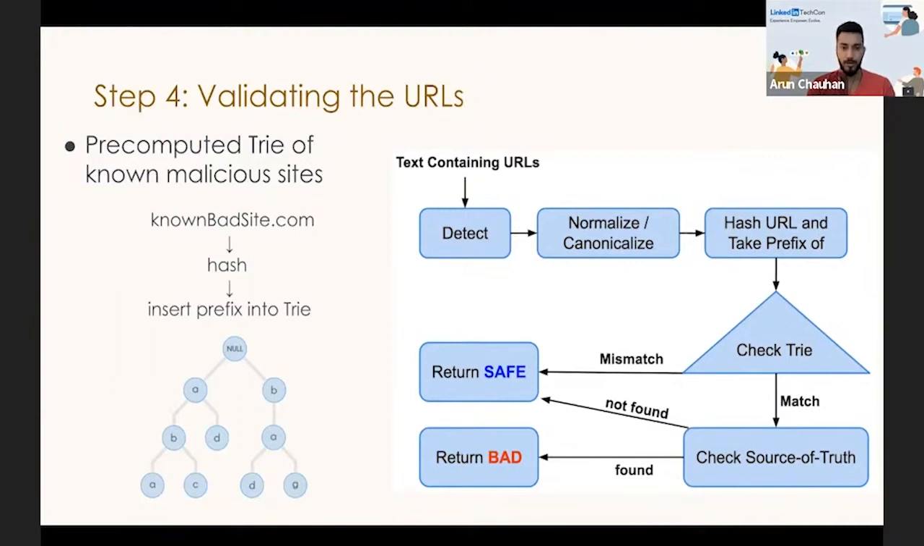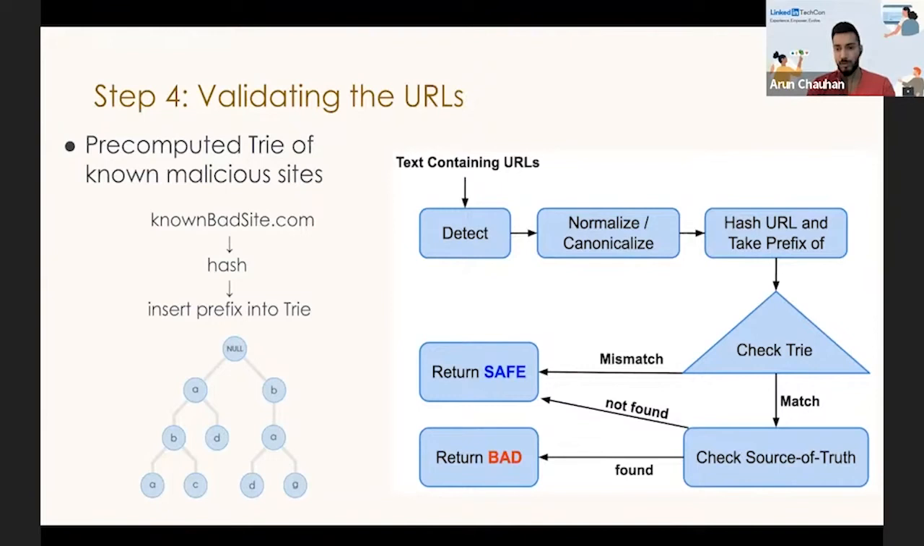So coming to the diagram on the right, we've seen how given a text containing URLs, we'll first detect it, normalize and canonicalize it. And then for the incoming URL also, we'll do the same thing. We'll take a hash, take the prefix and check whether it's part of that pre-computed trie or not. So if there's a mismatch, we can straight away say the URL is safe. If there's a match, it could be a false positive match due to prefix hash collisions. So we'll go and check the source of truth.